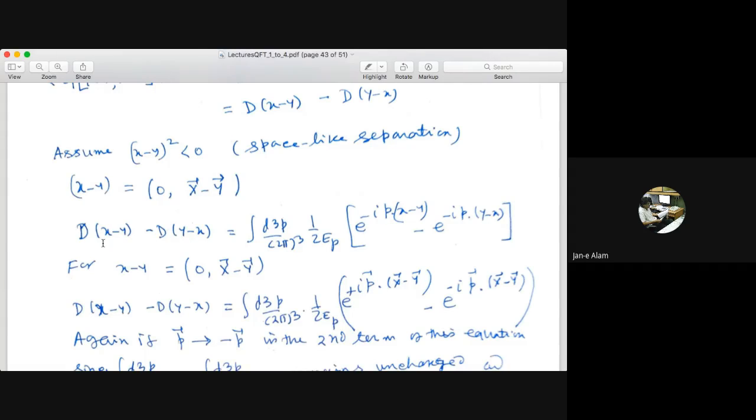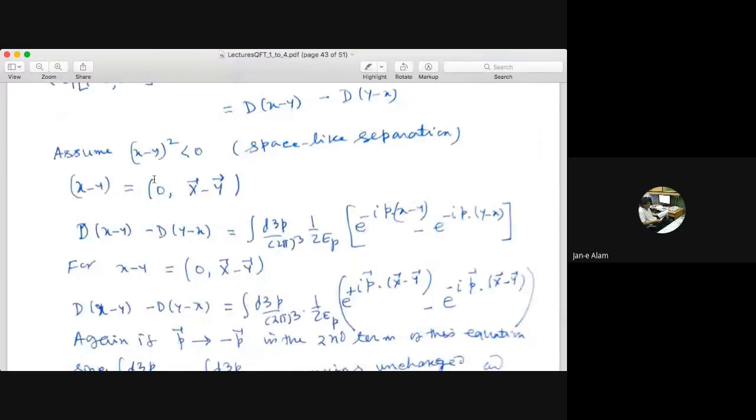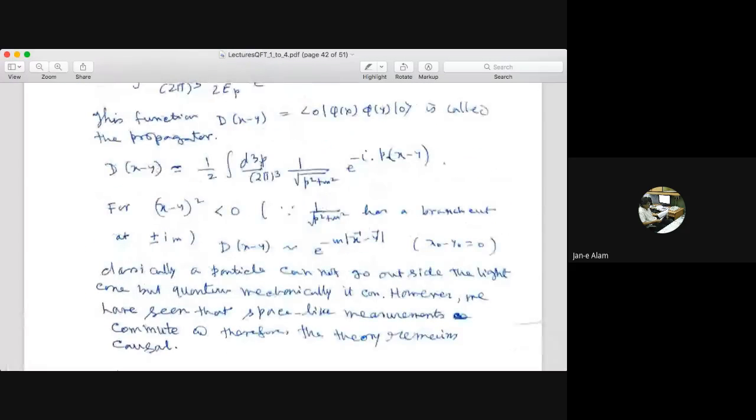Okay, so now let us calculate D(x minus y) minus D(y minus x), and we have just calculated D(x minus y). D(x minus y) we have just calculated as e to the minus i p dot (x minus y), with the factor 1 by 2 E_p. This is a Fourier transform, or of course there is a half factor, but this is a Fourier transform of this quantity, which is what D(x minus y) looks like. I mean, it's not exactly the Fourier transform, but it's like it. Why is it not exactly a Fourier transform? Because you have a 4-vector product here, but the integration is over the 3-vector.